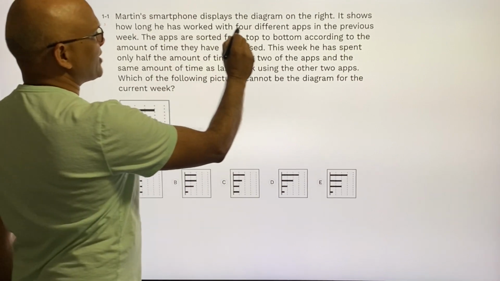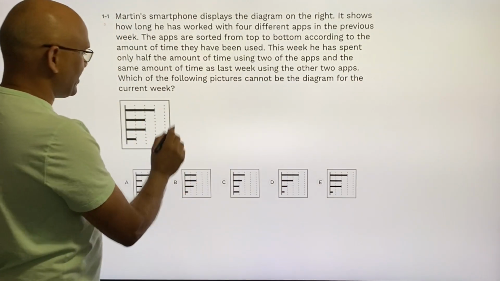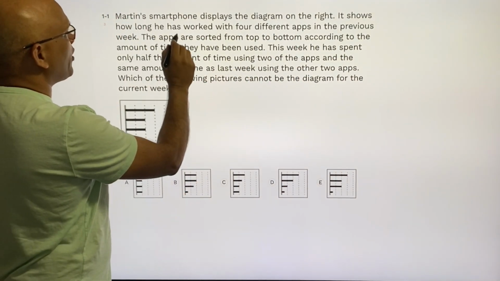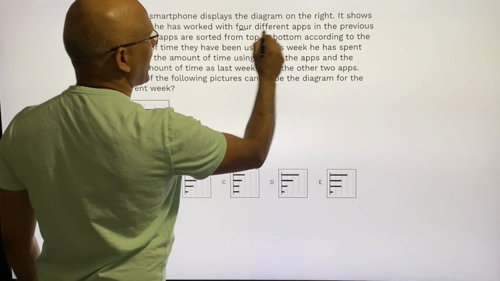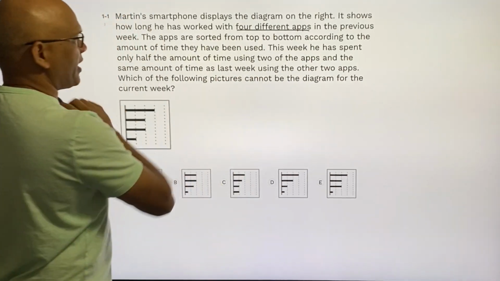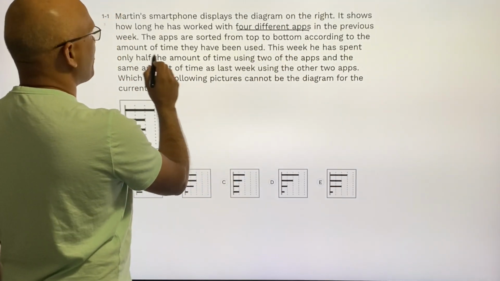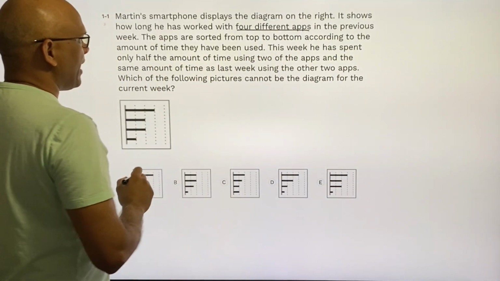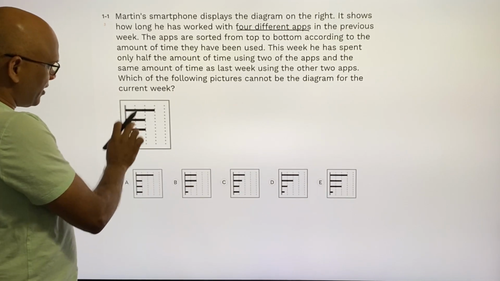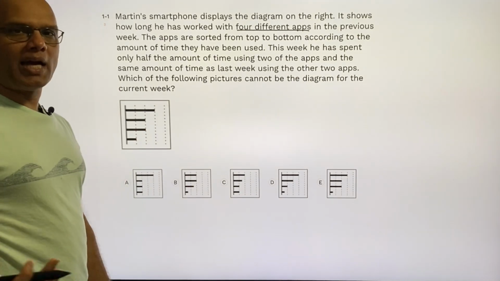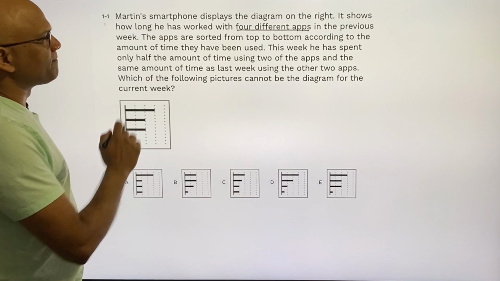Martin's smartphone displays the diagram on the right. All right, this is the diagram. It shows how long he worked with 4 different apps in the previous week. The apps are sorted from top to bottom according to the amount of time they have been used. So this is arranged according to the amount of time he has used those apps.